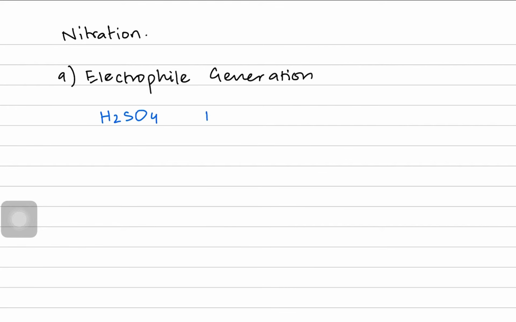Let's talk a little about the nitration process. In the nitration process, we are trying to make nitrobenzene. The electrophile generation is the first step. How do we produce the electrophile? So we take concentrated nitric acid and concentrated sulfuric acid. Both are acids, but sulfuric acid is a slightly stronger acid, so sulfuric acid will donate a proton to the HNO3.